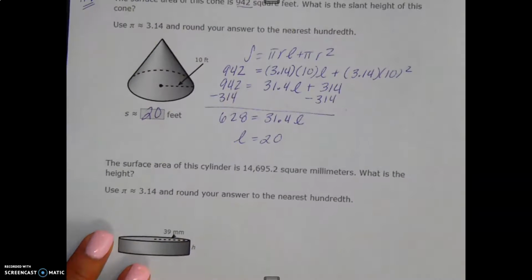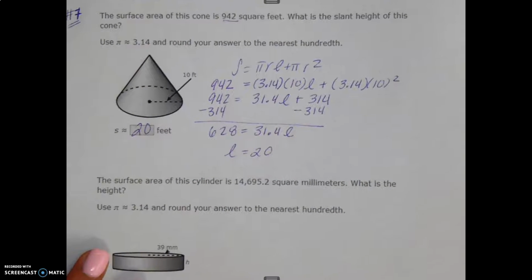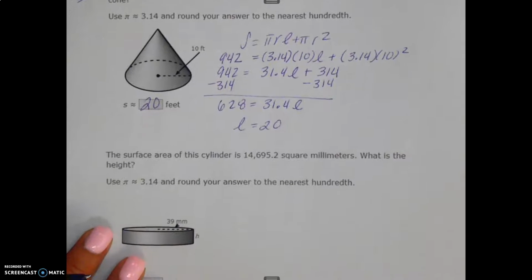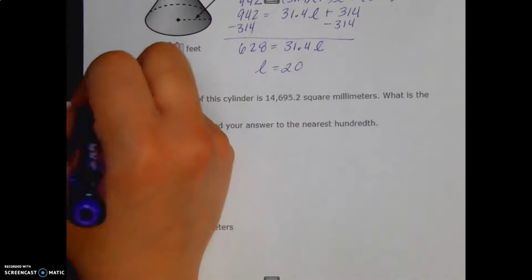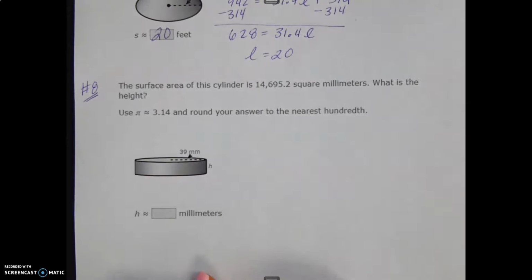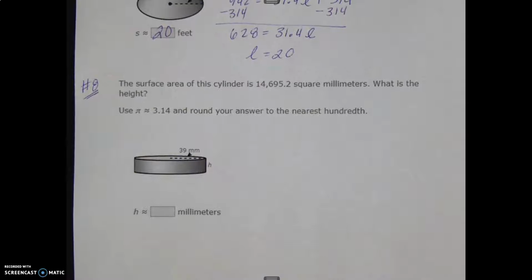Okay, so I had to use the formula first, plug in what I know, calculate what I know, use a little algebra skills to find my slant height. It was 20. All right, so this is number 8. It tells us the surface area of the cylinder, and it says what is the height.